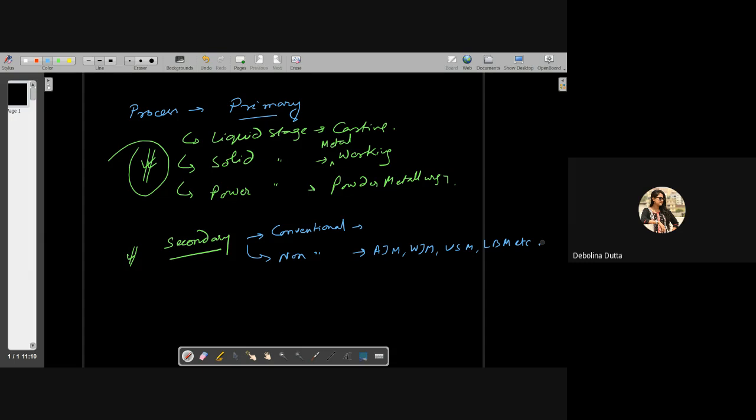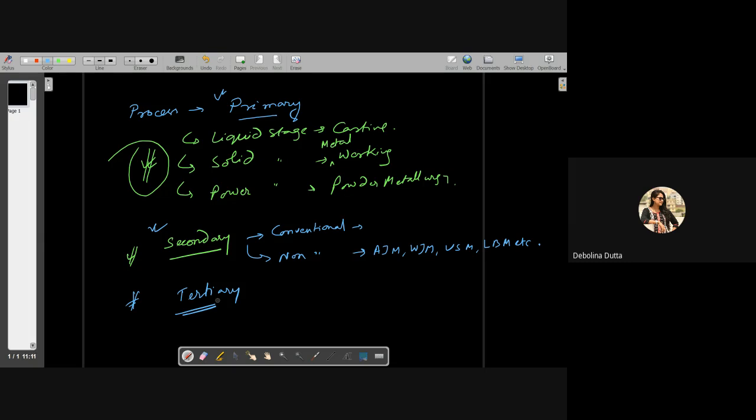Okay, there are so many. Other than these two, primary and secondary manufacturing processes, there is another manufacturing process known as the tertiary manufacturing process. In the tertiary manufacturing process, mainly coating and similar things come. We do not talk about the tertiary manufacturing process at the BTech level.